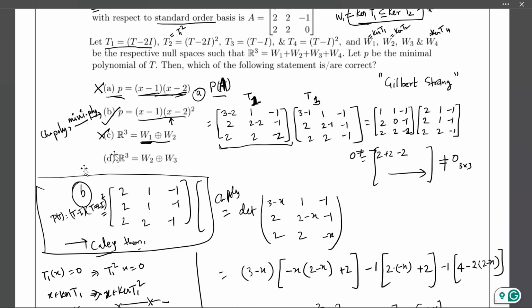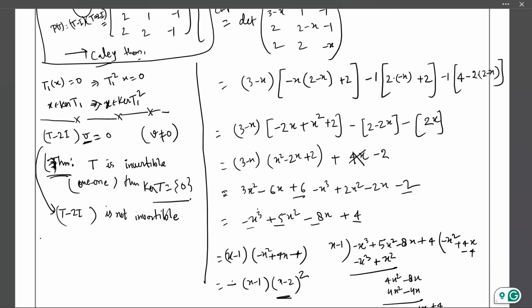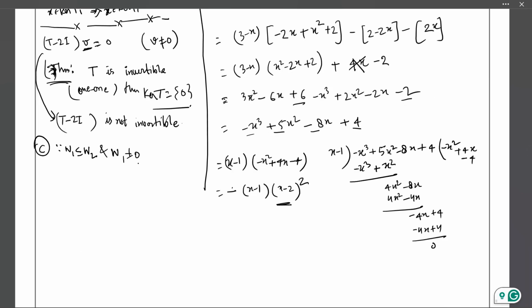What about part D? Please write down the two words, sir. Let's see. Since W1 is contained in W2 and W1 is non-zero, W1 is a subspace of W2. Here we have question marks. One is contained in the other, that is all. Exactly, sir. So W1 is common, something is common. So this direct sum is not well defined.